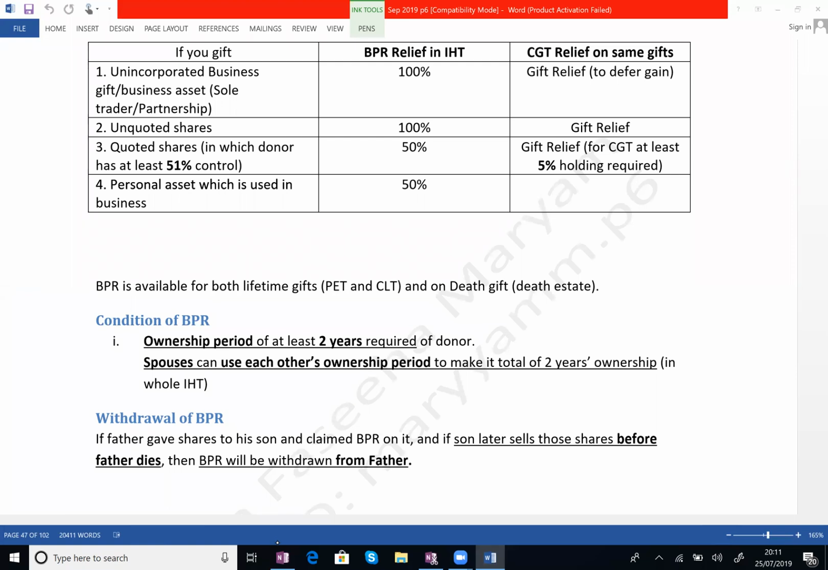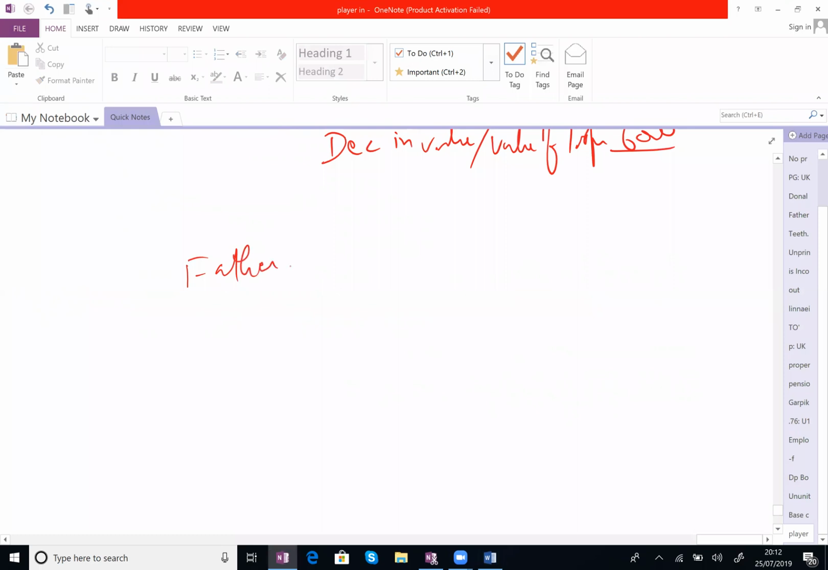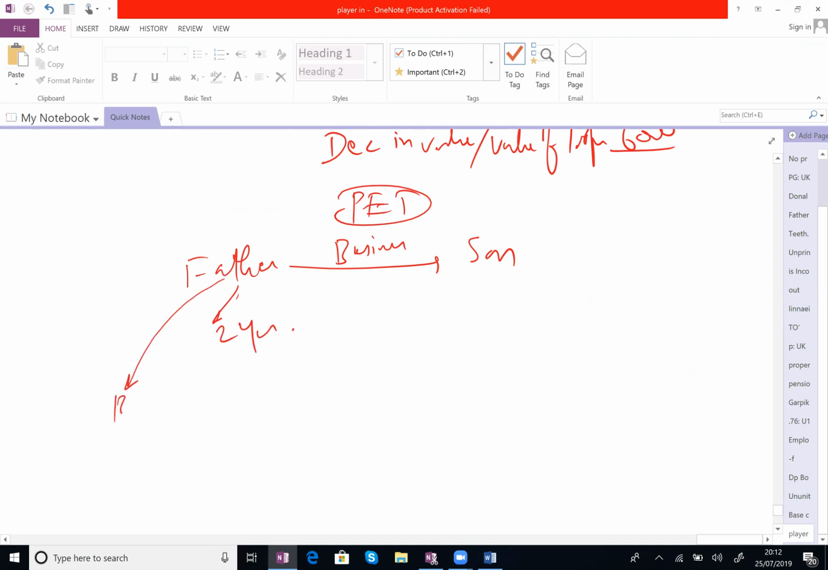Next line. Spouses can use each other's ownership period to make up the total 2-year ownership period in the whole of IHT. For example, I'm giving you an example. Father is gifting his business to son. It is a PET, a normal lifetime gift, to an individual son, and father has 2-year ownership. Now tell me, can father get the BPR or not on this PET? Yes. Second example.